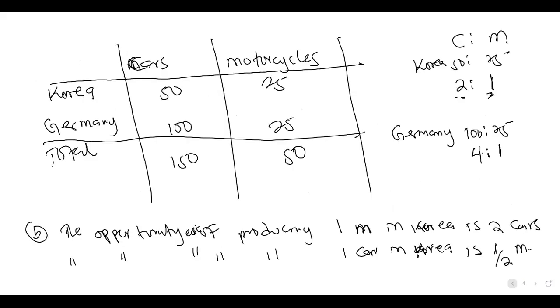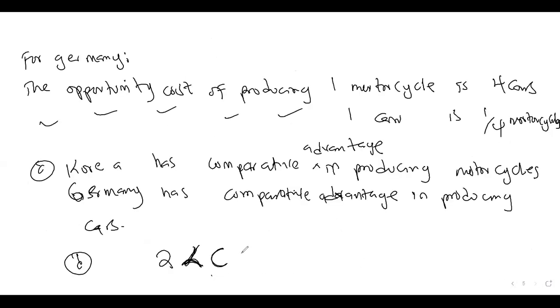Now remember, for the US, when they produce one motor vehicle, it costs them 4 cars. So the US will be willing to exchange less than 4 cars for one motor vehicle. Because if they are not producing it and are getting it from Korea, they'll be willing to exchange less than 4 cars. Otherwise, they are better off producing it themselves. So the number of cars should be less than 4 for the US, all right?